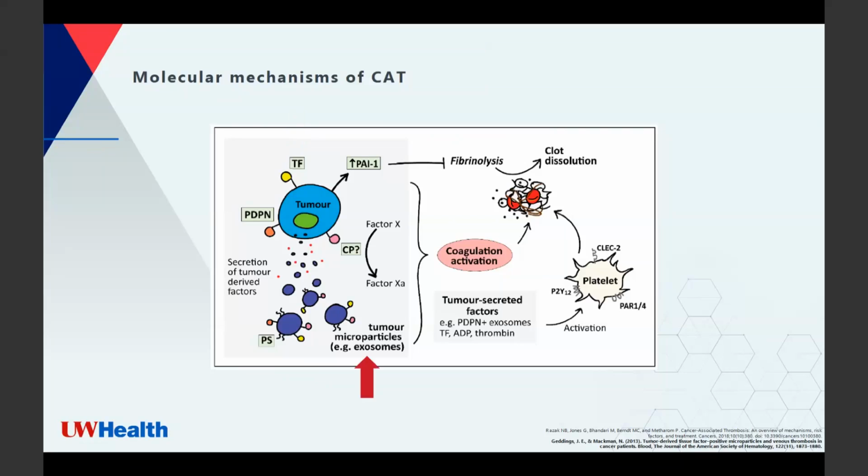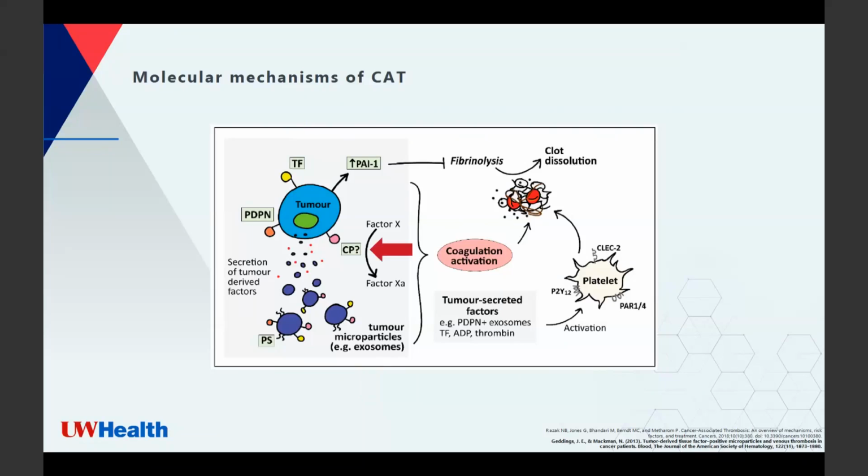Tumor cells also release tumor microparticles, which are small procoagulant membrane vesicles, and these tumor microparticles also express tissue factor. There's evidence to show that patients with cancer have elevated levels of these tissue factor positive microparticles, and these contribute to increased thrombosis risk.